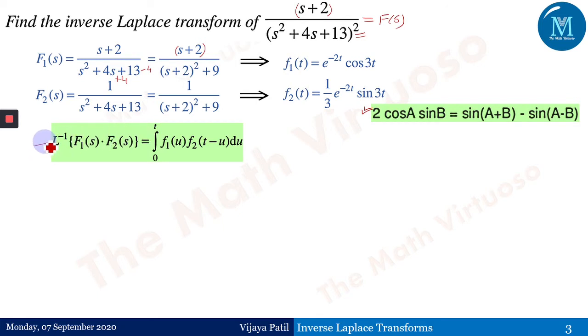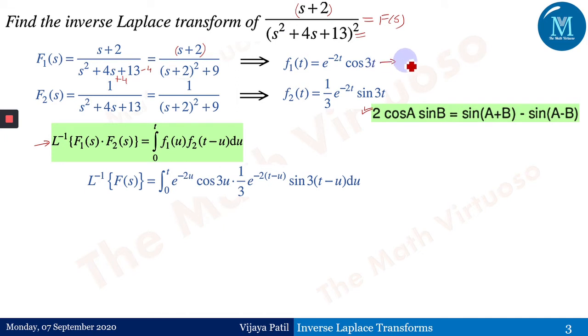This is the formula for the convolution theorem. In this formula, in f1 every t would be replaced by u, and in the second function every t would be replaced by t minus u. If you observe this e to the power minus 2u here, and from the other we get e to the power plus 2u, that would get cancelled and we will remain with e to the power minus 2t and this 1 by 3, which is a constant that will come out of the bracket. So it is the integral from 0 to t of cos of 3u into sine of 3 times (t minus u) du, and that is why I've written this formula here for a while.